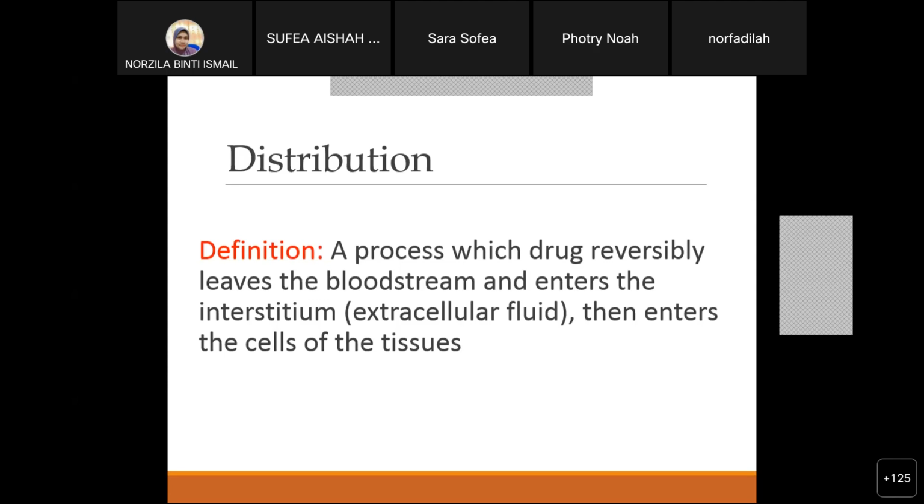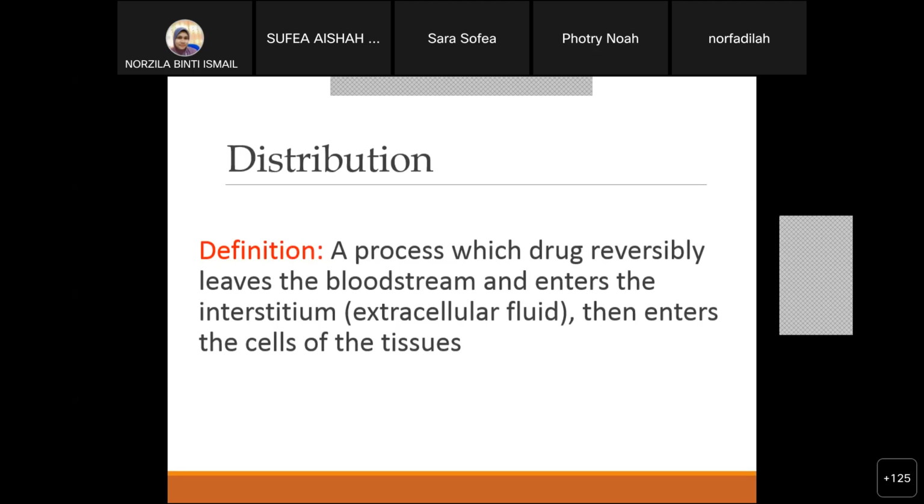Okay, absorption consists of movement of drugs from the site of administration to the bloodstream. And then distribution is the movement of the drug from the bloodstream to the interstitium and then to the cells. What is interstitium? It is extracellular fluid. After this, you will learn about volume of distribution, right? Our last objective of the lecture today, volume of distribution.